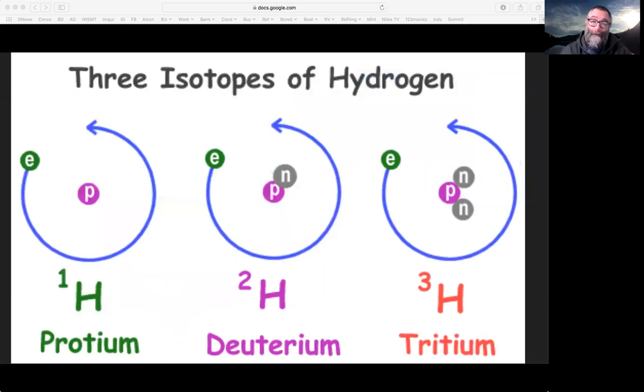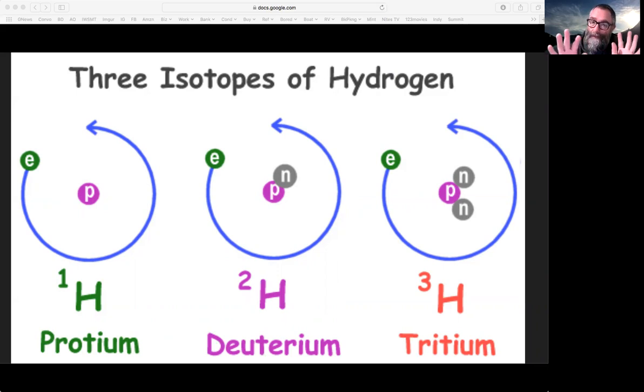You can also do this with hydrogen. You can have regular hydrogen, which has no neutrons. Deuterium, which is hydrogen-2 because now it has a neutron. Or tritium, which is hydrogen-3 because it has that one proton that makes it hydrogen, plus now it has 2 neutrons. Isotopes.